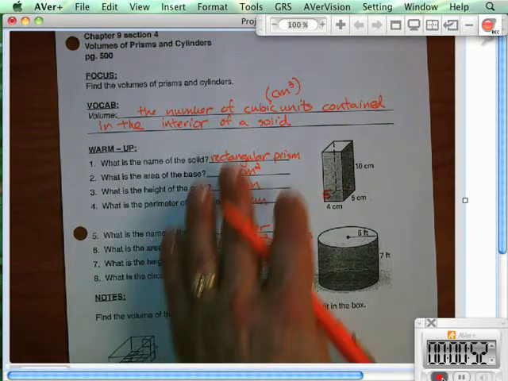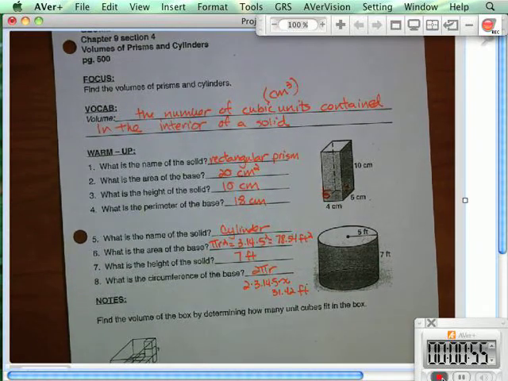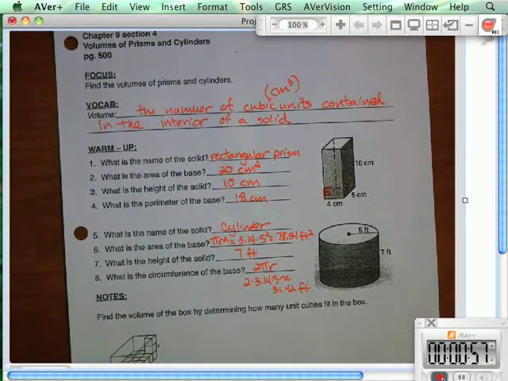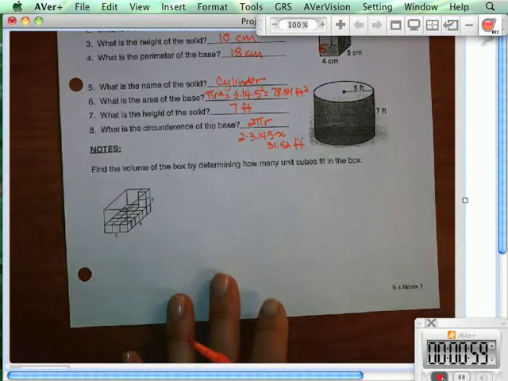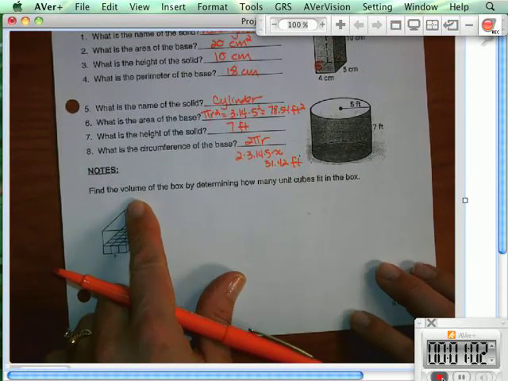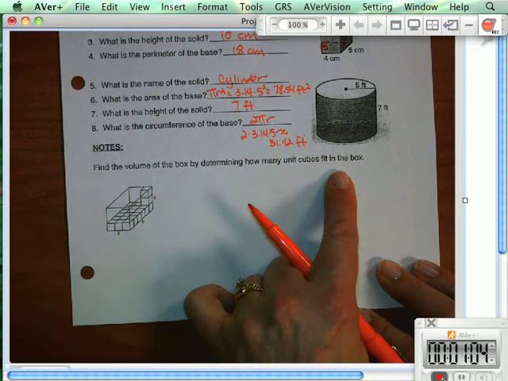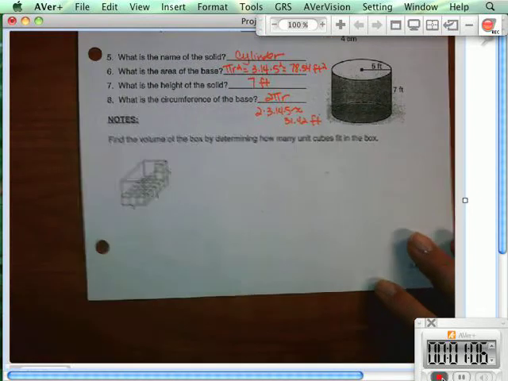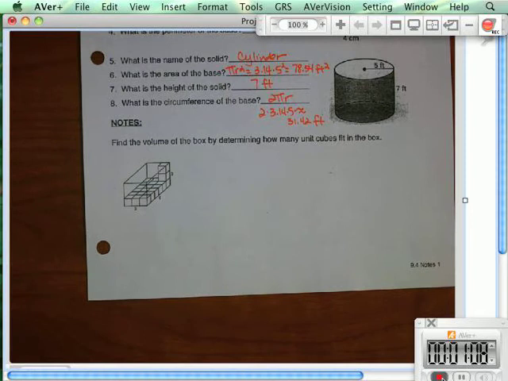This was the warm-up. Okay? All right, let's practice this. Now, find the volume of the box by determining how many unit cubes fit in the box, just like the tower. What I want you to look at here is I don't want you to just say 3 times 6 times 3. I want you to look at it like this. How many cubes are in the bottom layer of this? 18. Yeah, 18 altogether. 3 times 6. There's 18 cubes in the bottom layer, and how many layers are there? 3. So 18 times 3 is where it comes from.